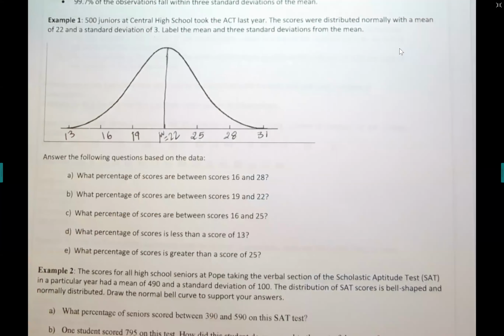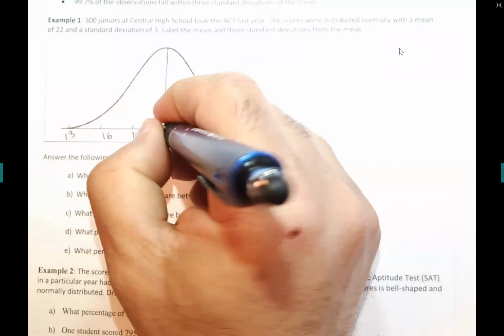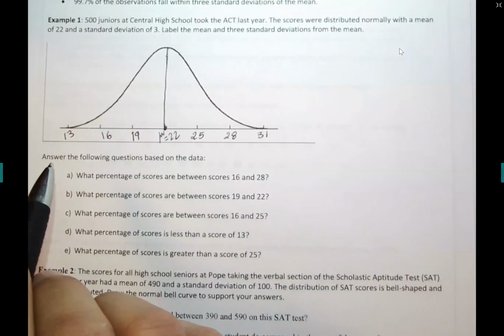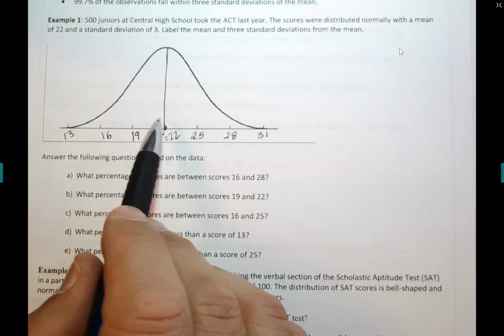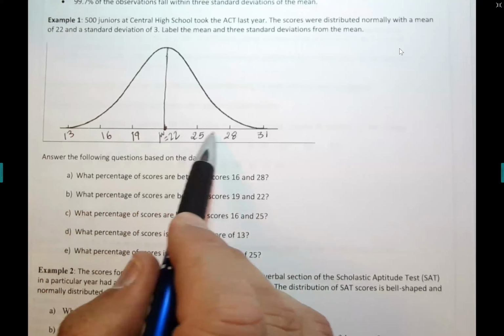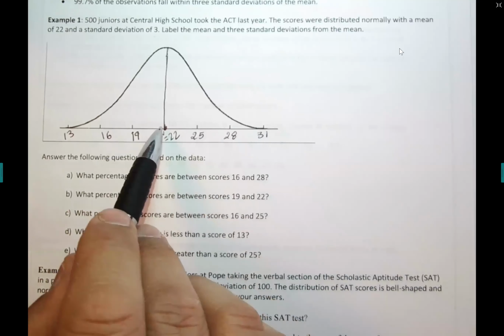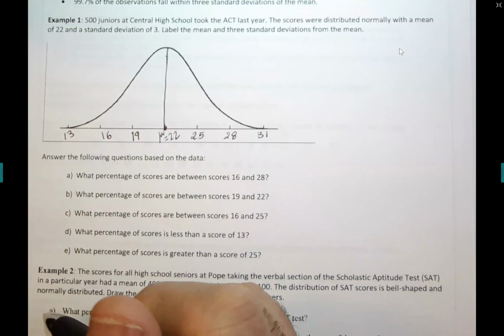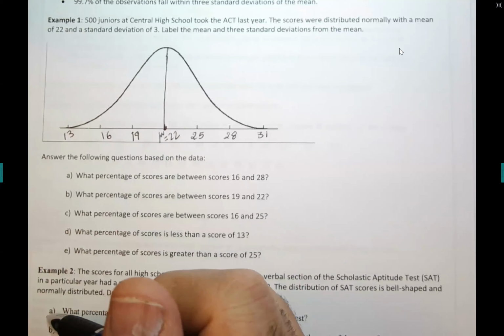Remember, this is a bell-shaped curve. The mean is always right at the peak. It's right here. And the bell-shaped curve, guys, for your information, extends from the mean as high as 3 standard deviations to the right and 3 standard deviations to the left. And that should cover pretty much the entire data set.